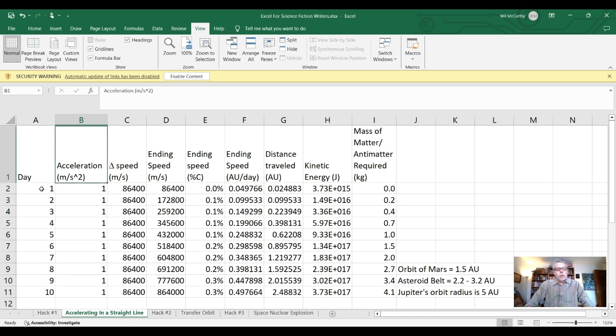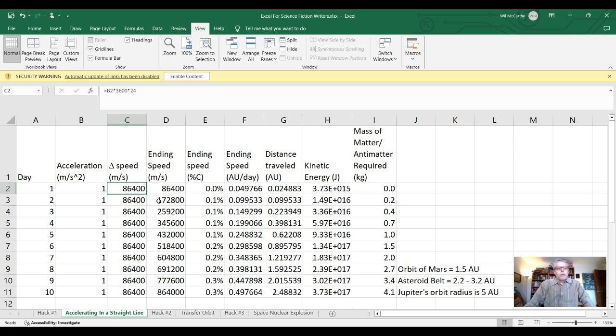The acceleration we're going to measure in meters per second squared. So we've got 1 meter per second squared for our acceleration, and that's a very gentle acceleration. It's 1/10 of a g. It's 1/10 of the acceleration that you experience standing on the surface of the Earth. Your car can accelerate faster than this. So this is an acceleration that, to you, would feel very gentle.